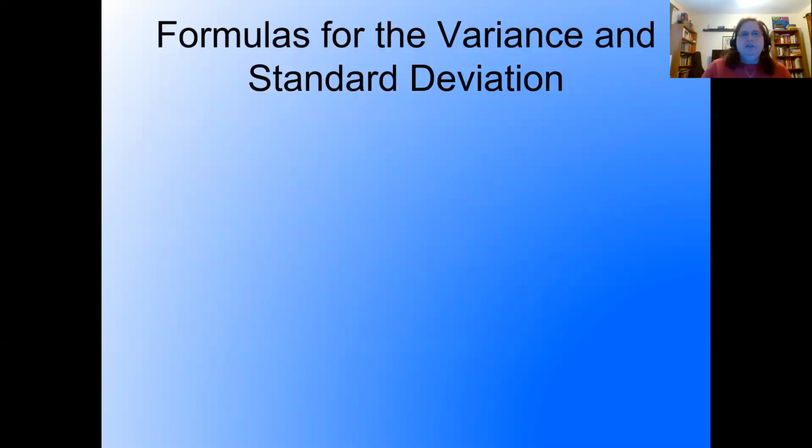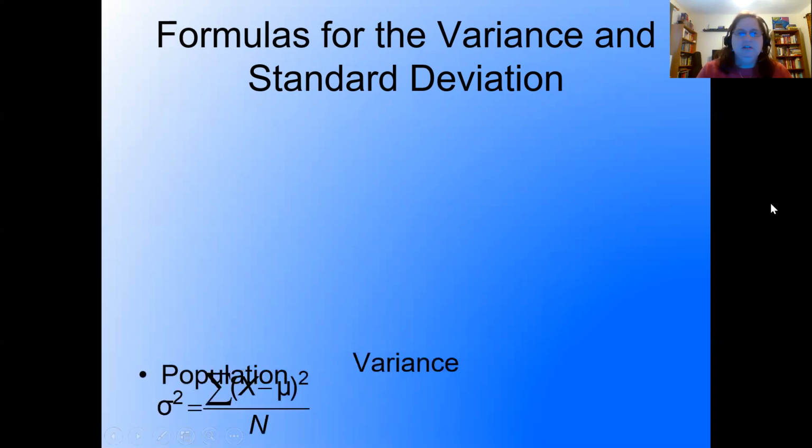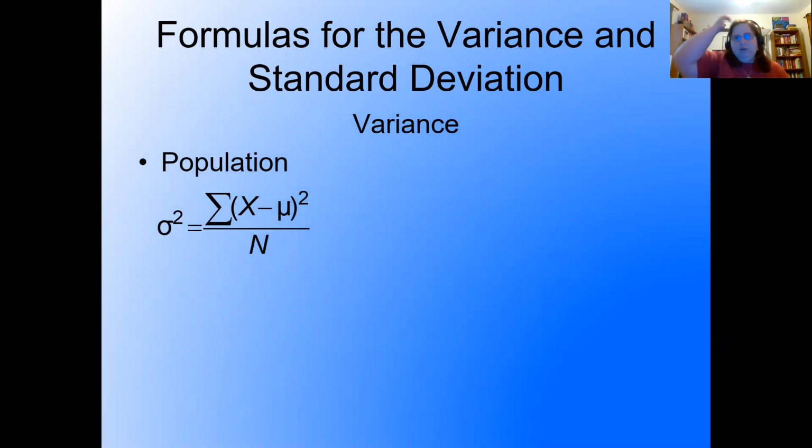Okay. So now that you're feeling good, let's go ahead and look at the formulas for the variance and standard deviation. Now, these will be a little more elaborate formulas than we have been working with to date. Okay. All right. Let's start with the population variance. Now that's pretty much what we talked about.